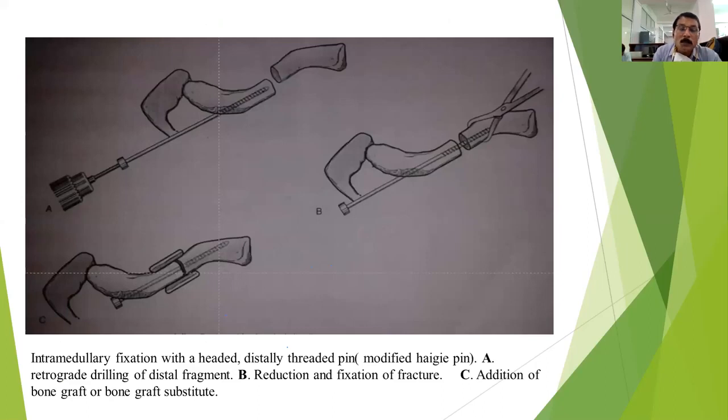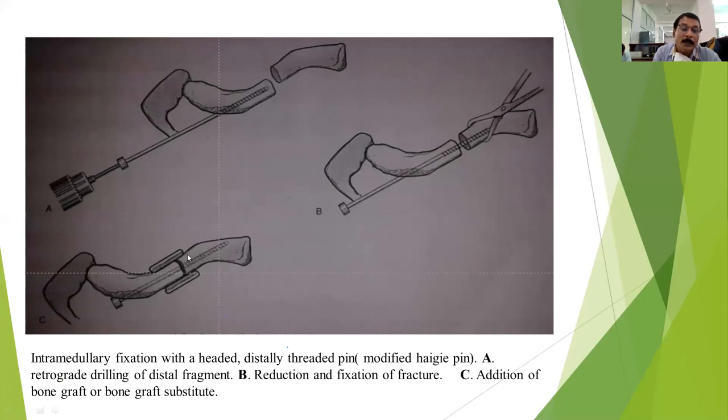So fixation may be of two types. One, the intramedullary screw fixation, which can be done from the lateral side. See, the screw is being passed there on the lateral side. But since the clavicle is S-shaped, this also cannot be a very long one, and there is a possibility that this screw may come out sometime.